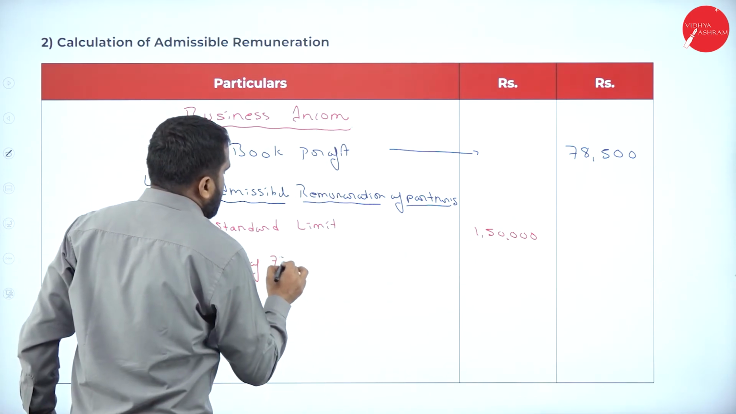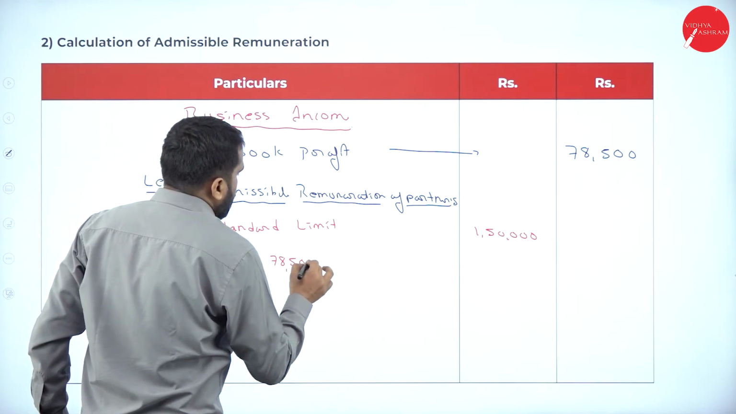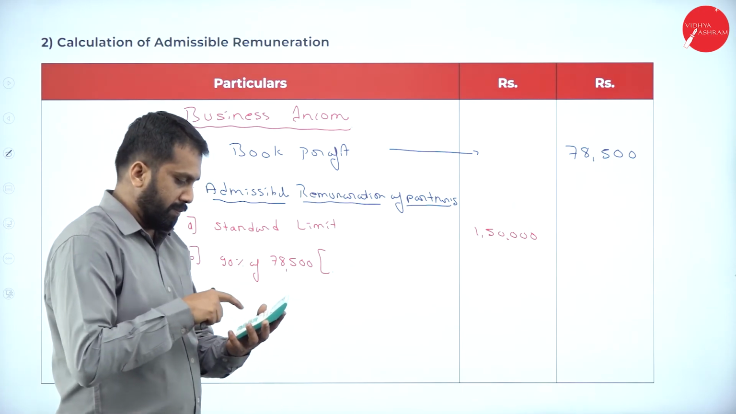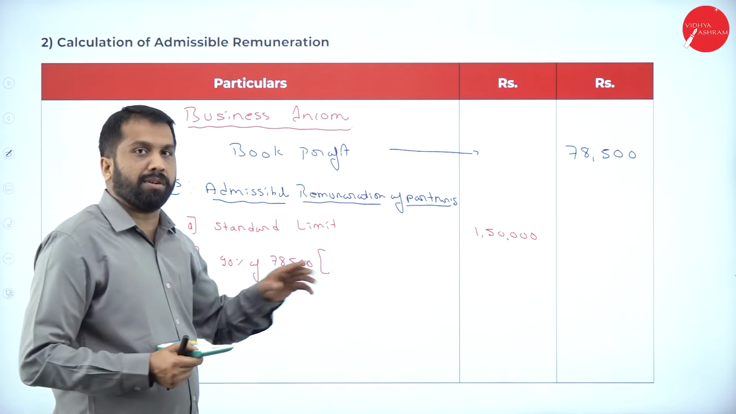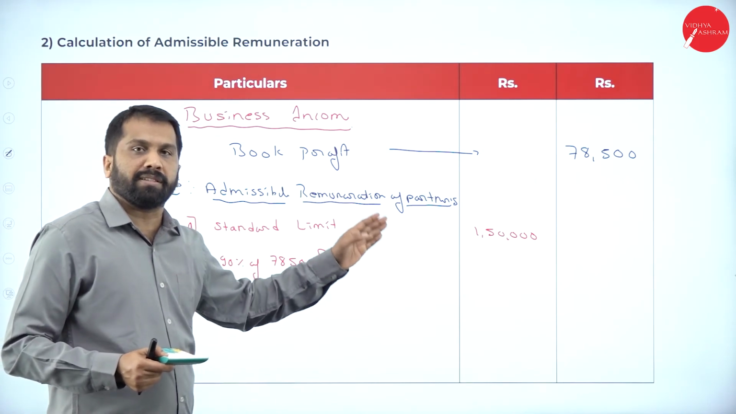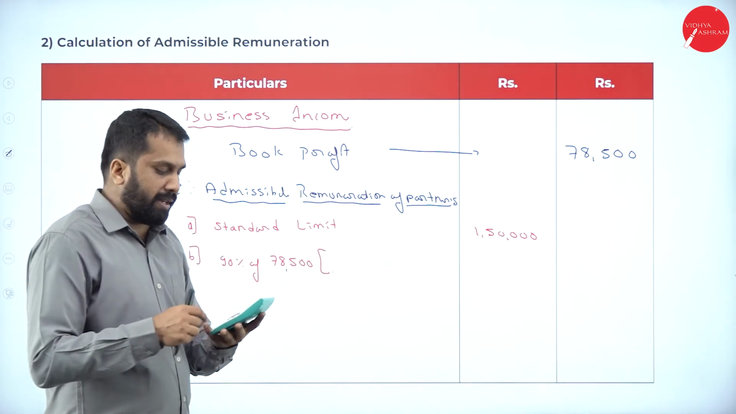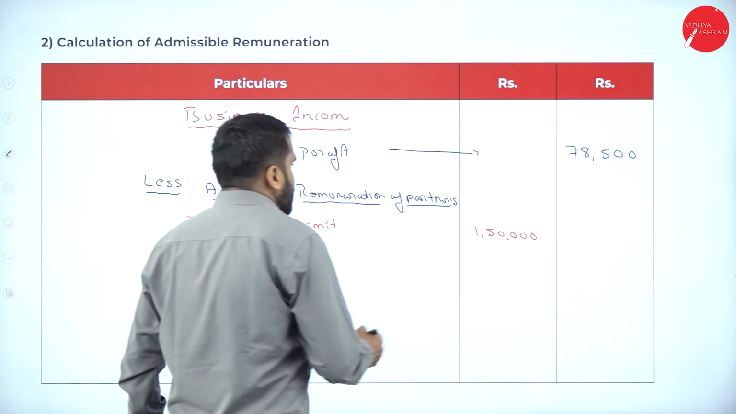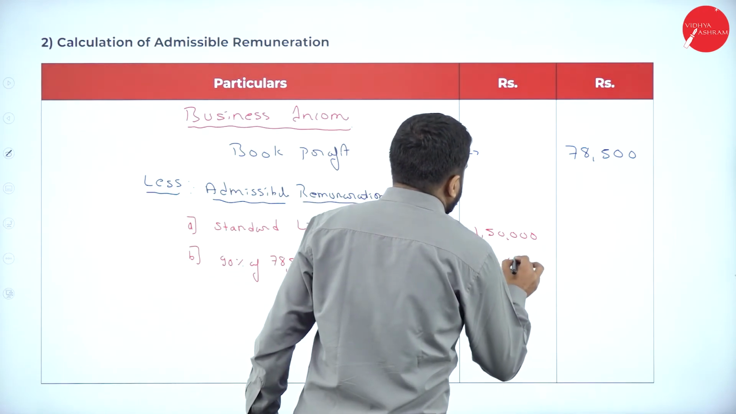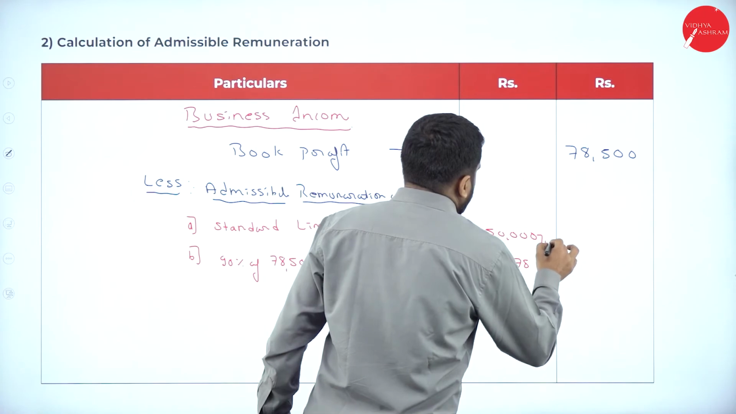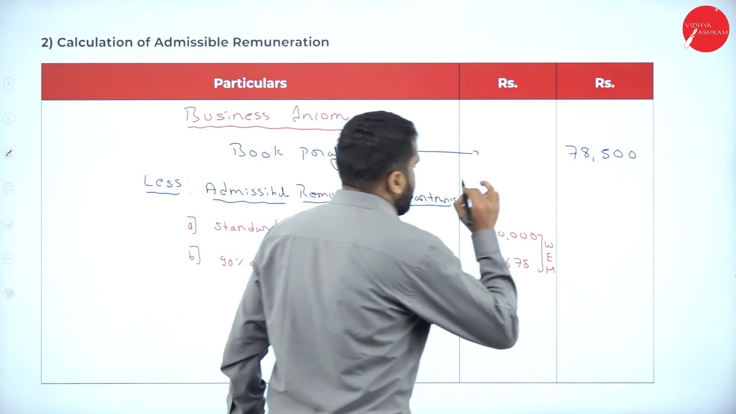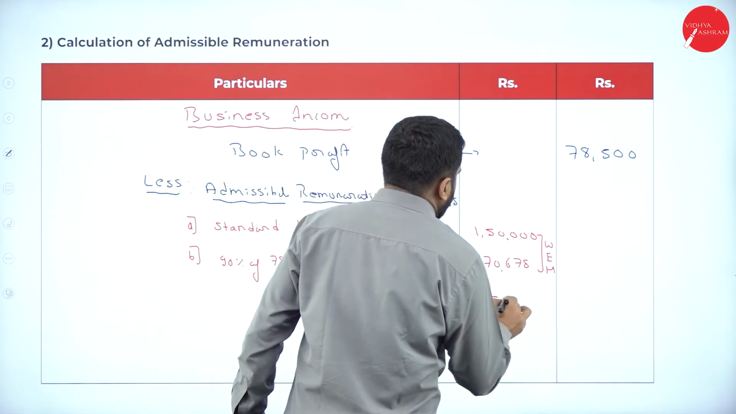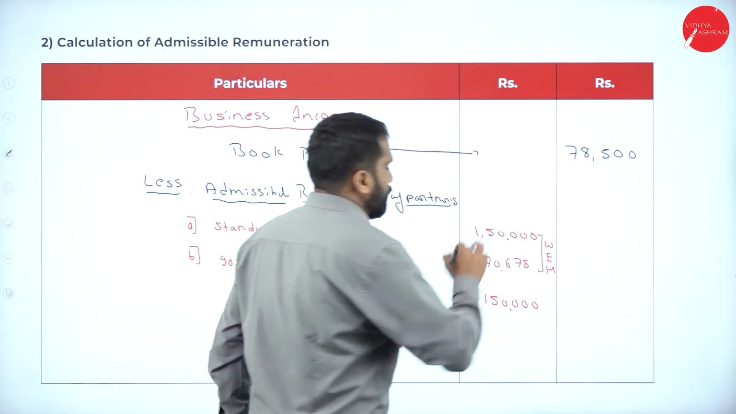So you can go for it directly. 78,500. How much you will get if you calculate 90%? Up to 3 lakh 90%, but you don't have 3 lakh only. You have only 78. So calculate 90% on 78 only. I got 70,675. Whichever is higher. Which is higher in this? So we have higher value of 1,50,000. Hope you got it.